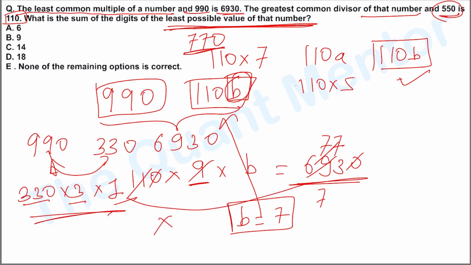So any other possible value of B except 7 cannot give you the LCM as 6930. Thereby the answer is option C very clearly, that is 14.